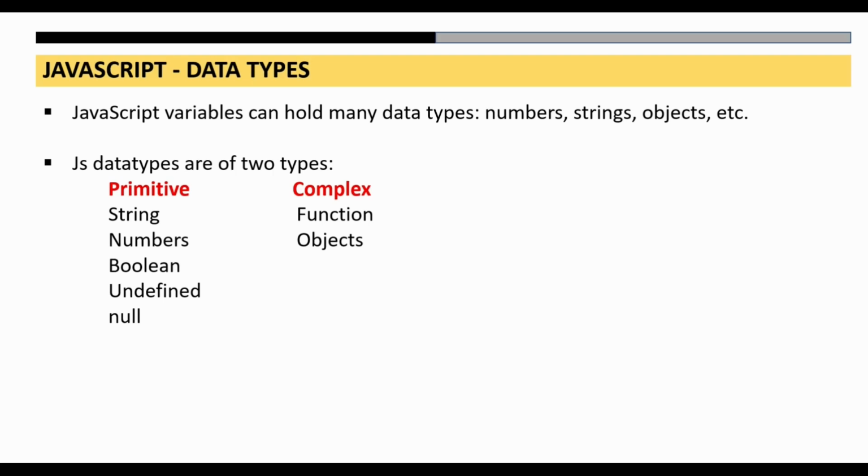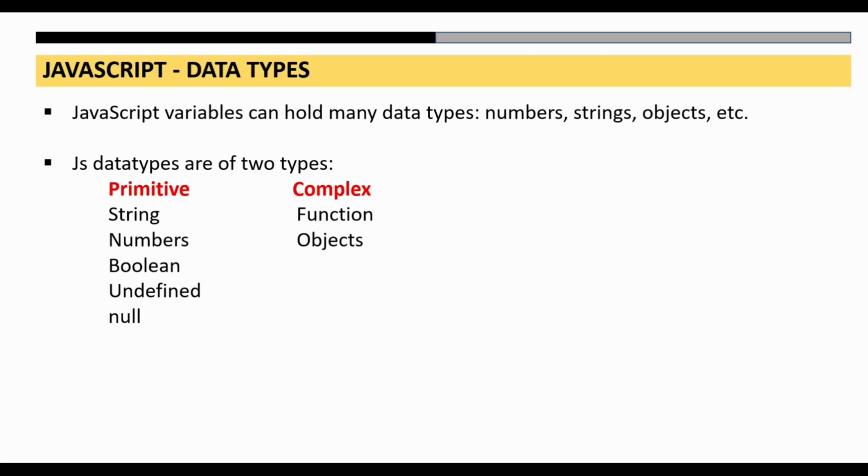So basically I have two containers, both plastic, and I am adding some data inside them, which is salt and water, and they have some type, that is powdered or liquid. The same way your JavaScript variables work. You declare a variable, you add some data inside it, and the values that you add will have some data types. JavaScript variables can hold many data types like numbers, strings, objects, functions and booleans.